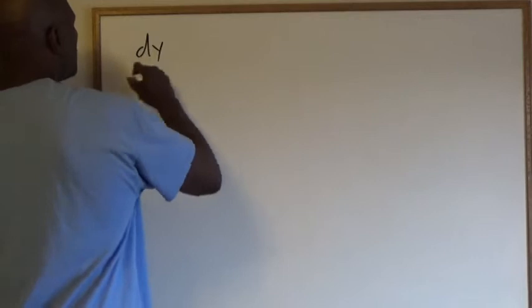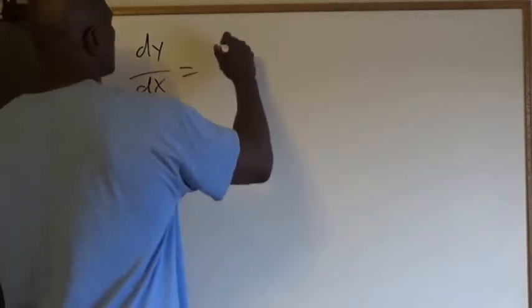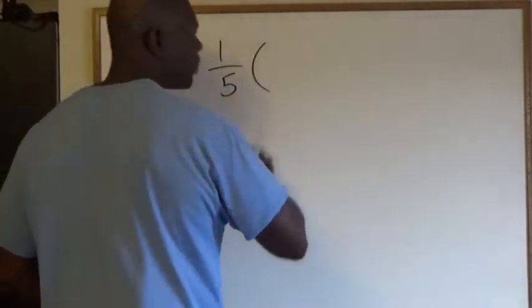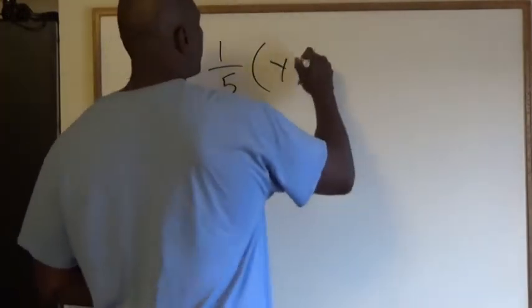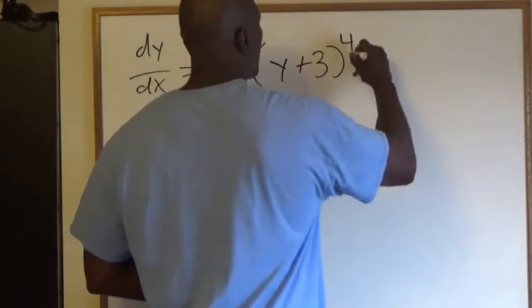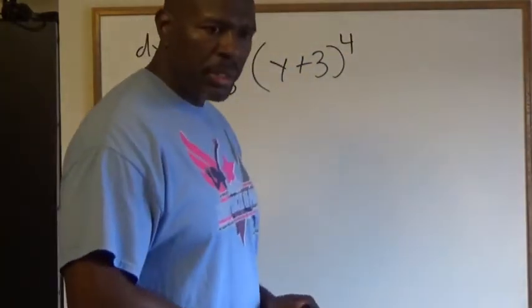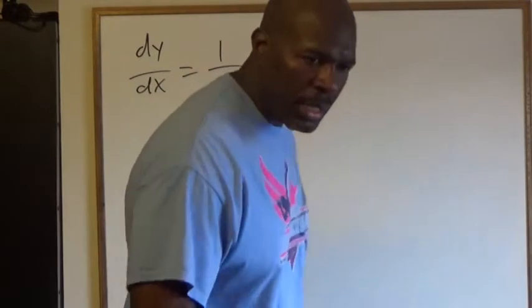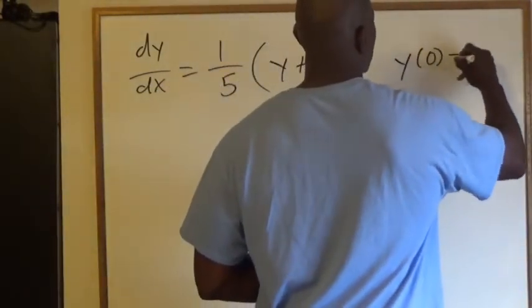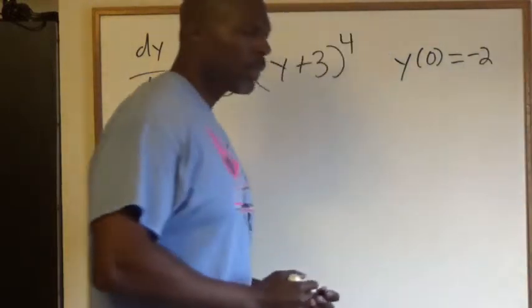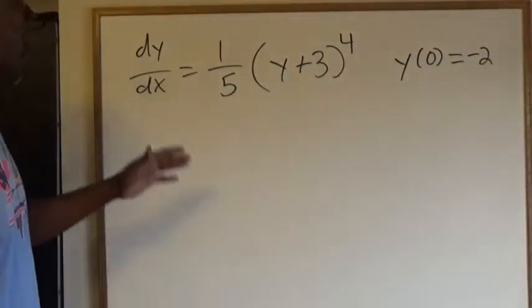So example number one, we have the following differential equation. dy by dx is 1 over 5 times (y plus 3) to the 4th power. And the initial condition is y of 0 is negative 2. Alright, so there's the differential equation.